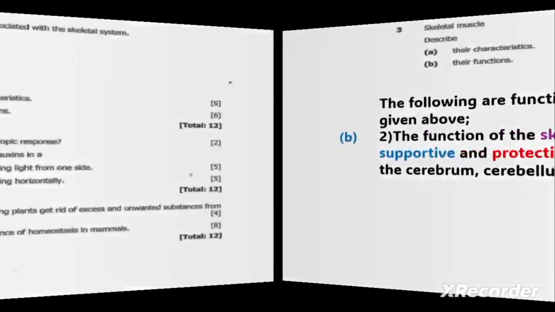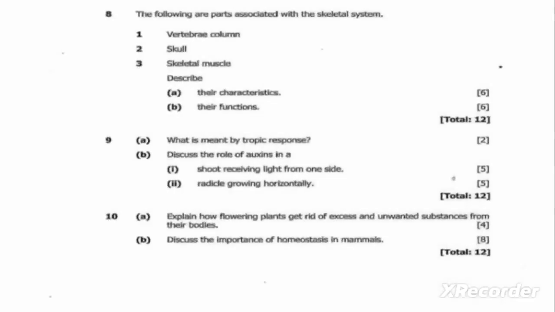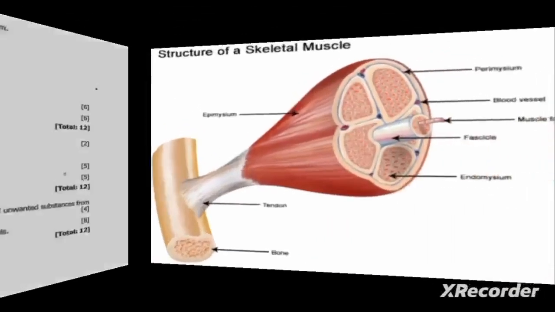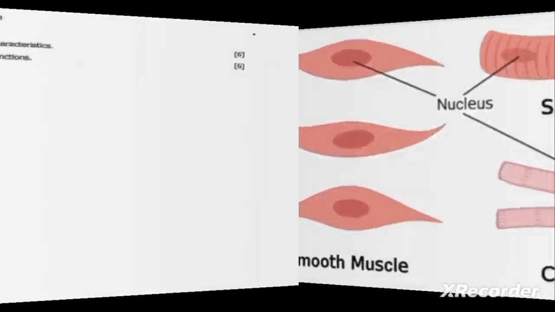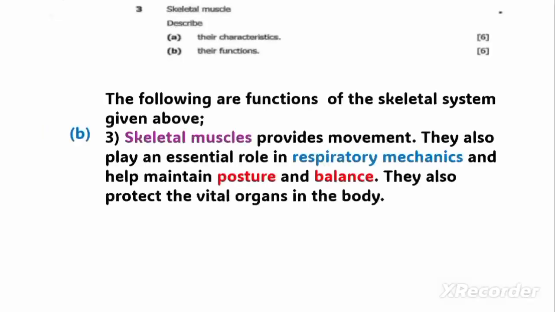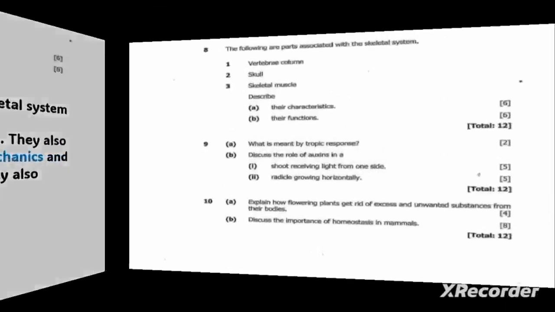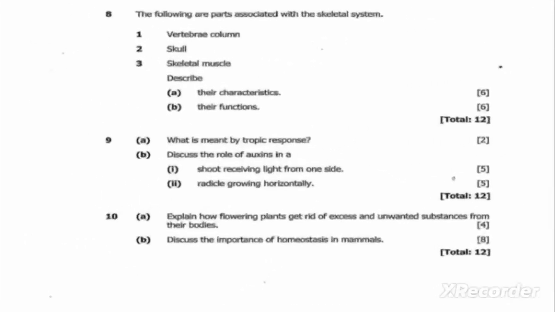Let us also give the function of the skeletal muscles. Here are the functions of the skeletal muscles. Skeletal muscles provide movement. They also play an essential role in the respiratory mechanism and help maintain posture and balance. They also protect the vital organs in the body.